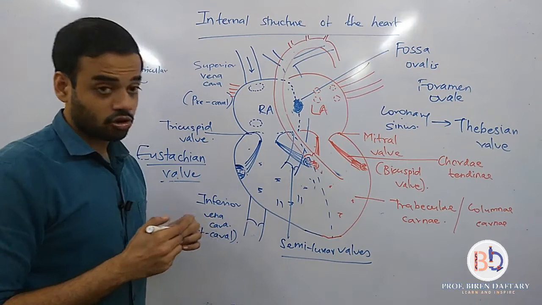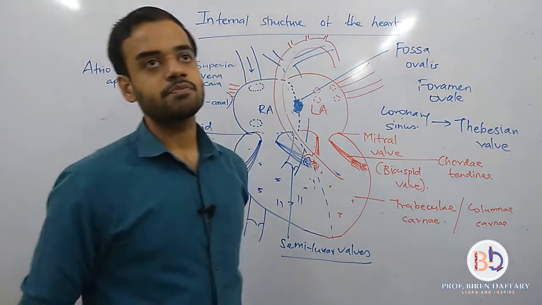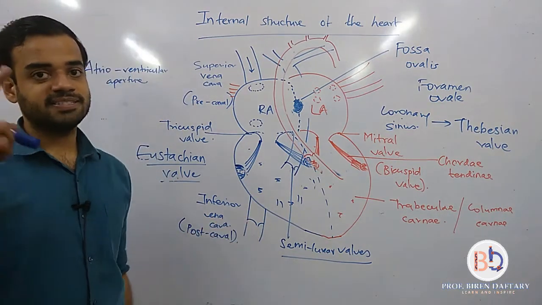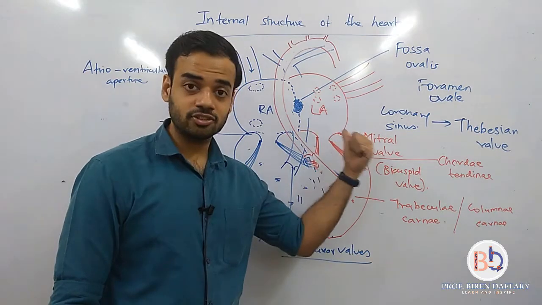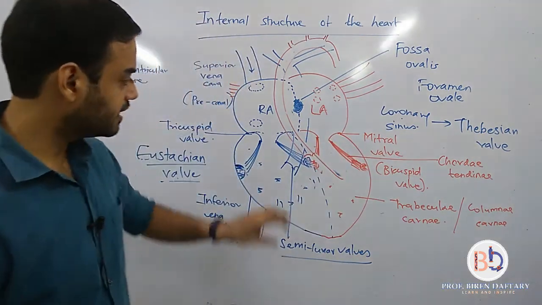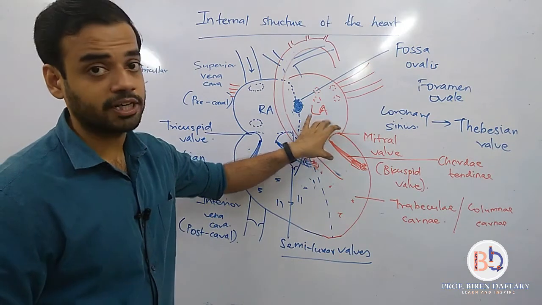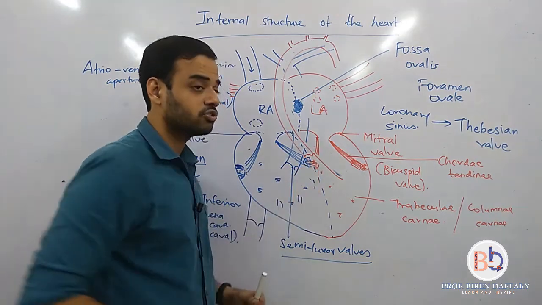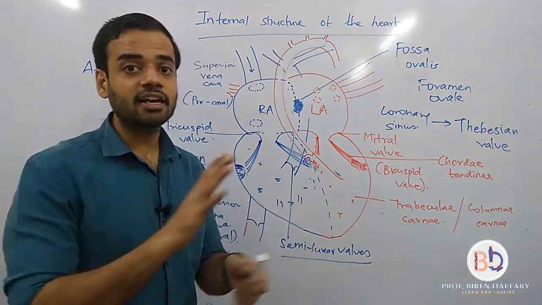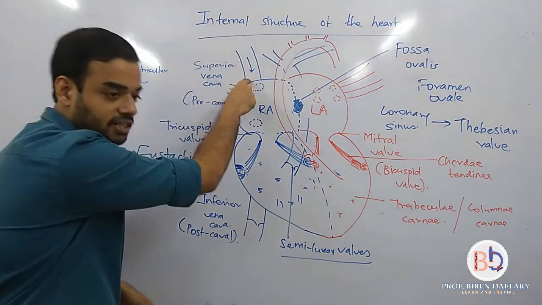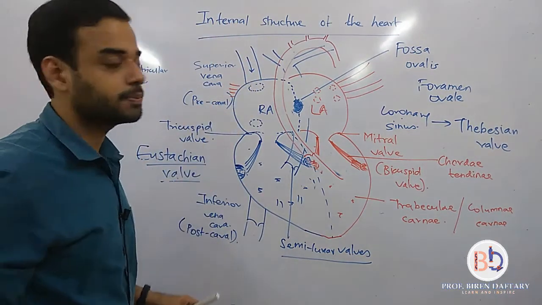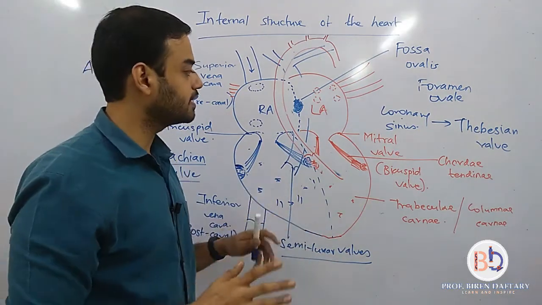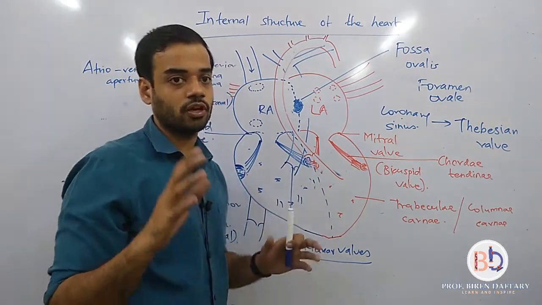So if I ask you how many valves have we studied today, the first valve was the Eustachian valve in the postcaval of the inferior vena cava. Second valve that we studied was in the coronary sinus, coronary veins, called Thebesian valve. Then the tricuspid valve, bicuspid valve or mitral valve, 4 valves. Then 2 semilunar valves, so how many valves? 6 valves. There are no valves present in the superior vena cava and there are no valves present in the pulmonary veins. Is this clear? With that, friends, we have completed the entire internal structure of the heart.